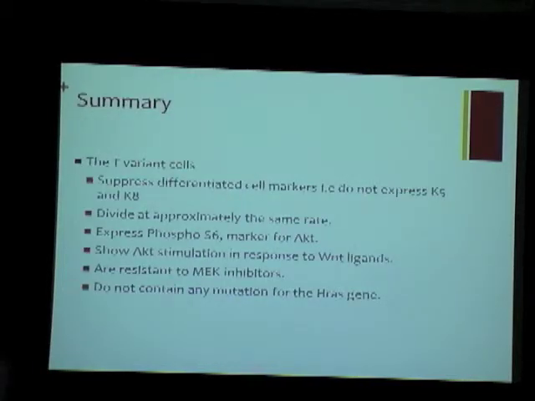To summarize, the T variant cells suppress differentiated cell markers like K5 and K8. They divide at approximately the same rate as compared to the P cells. They express phospho-S6, which is a marker for AKT. They show AKT stimulation in response to Wnt ligands. They are resistant to MEK inhibitors, and they do not contain any mutation for the Hras gene.